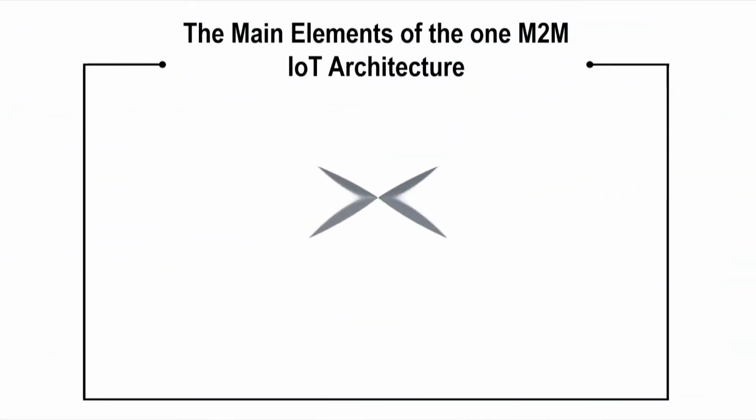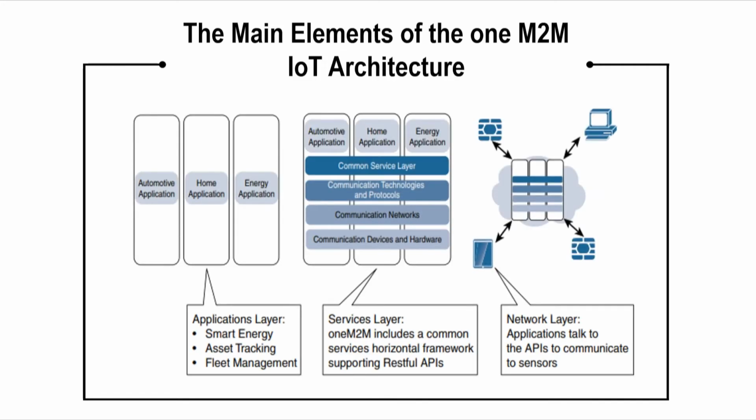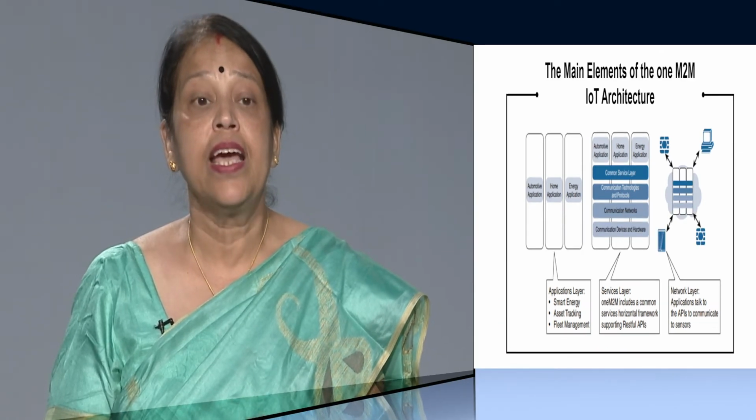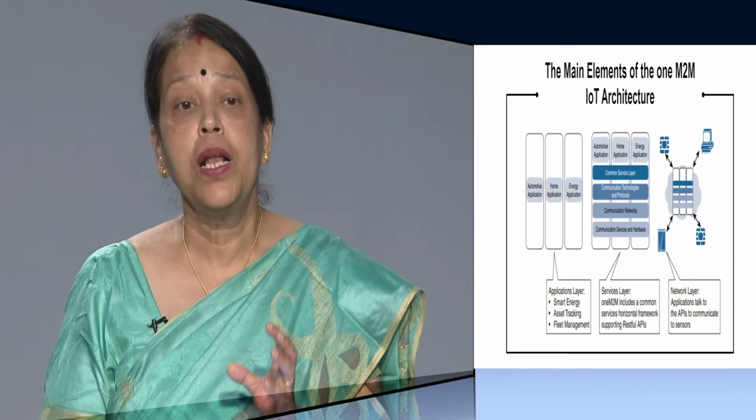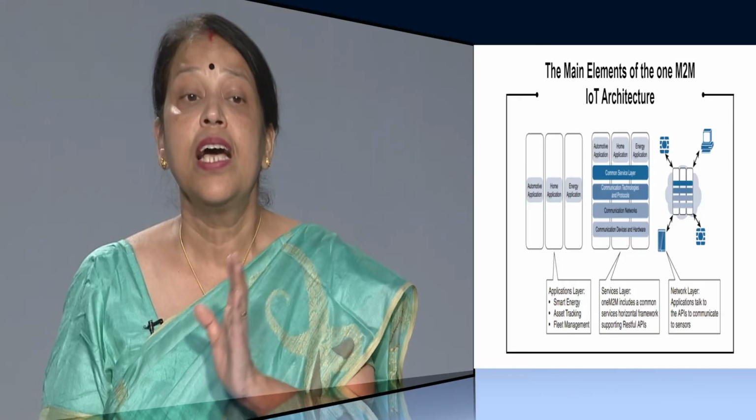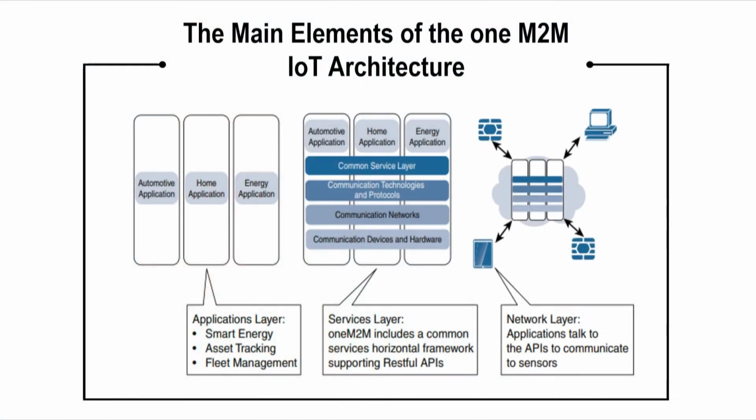The main elements of the oneM2M IoT architecture consist of 3 layers. One is the application layer, the second one is the service layer, and the third one is the network layer. In the application layer, by the name only you can understand, this layer basically helps the user to run an application. That means there will be communication between the application and the API, so that the application may run. It may be the smart energy meter, an automotive application, a home application, a healthcare application, an energy application, any application.